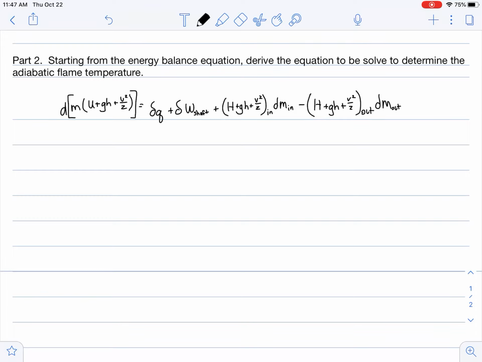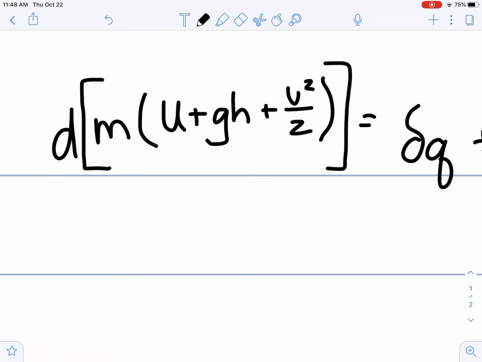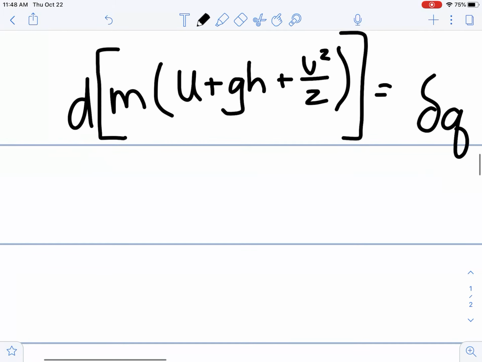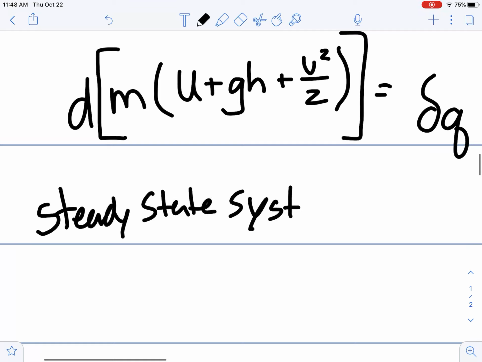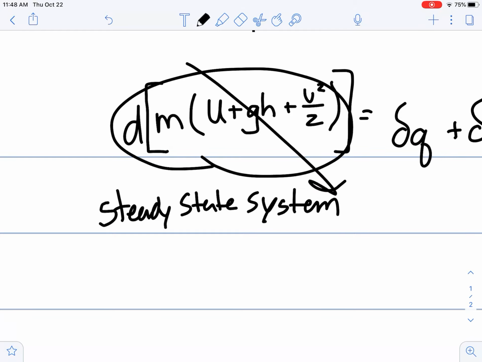So if we start simplifying, we know that our flame is going to be a steady state system. And what that means is the rate of change of everything that we are putting into the system is zero. It's always going to be constantly the same thing. So if we take that into account, this entire left side of the equation becomes zero.